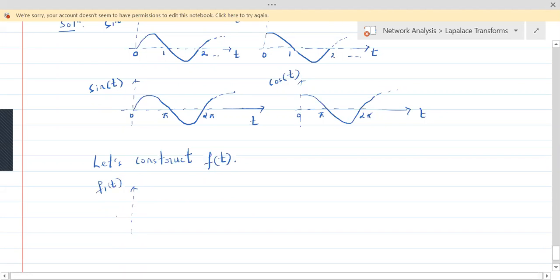Let's do this. I want a signal which is this. Since this is 0, 1, I have to write 0, 1, 2, 3 like this. So let us bring this further.